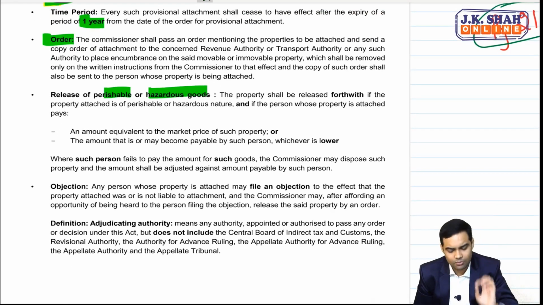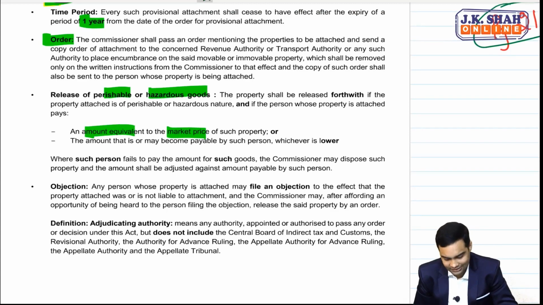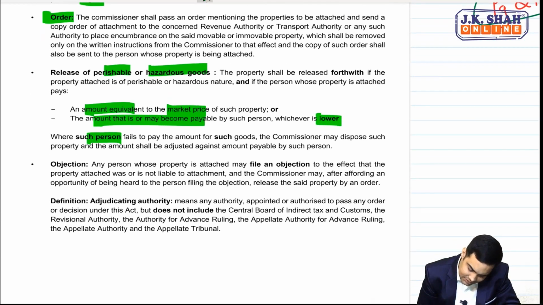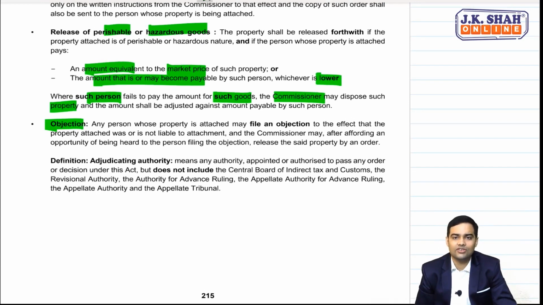Hazardous or perishable properties can be released on payment of market price of the property or amount that is payable, whichever is lower. Where such person fails to pay such amount, then the goods may be sold and it would be adjusted. This is same. Objection, yes, you can file an objection against provisional attachment saying that it's a genuine case and I have already filed a case against this, so please don't provisionally attach it. That remains same. This is just the definition of adjudicating authority where nothing has changed.